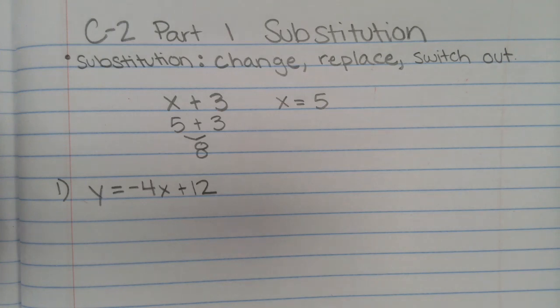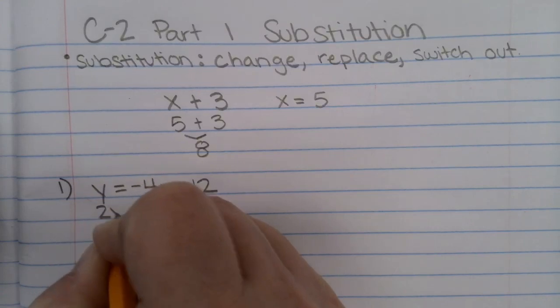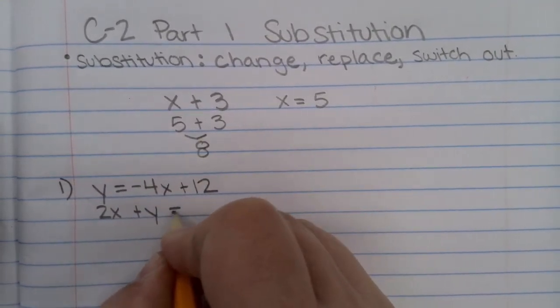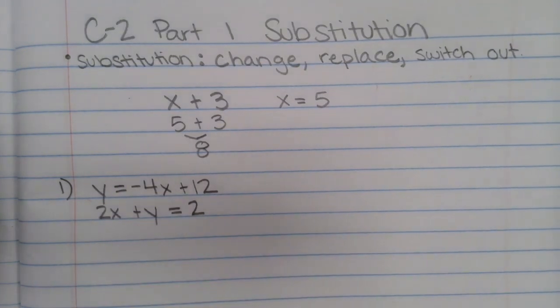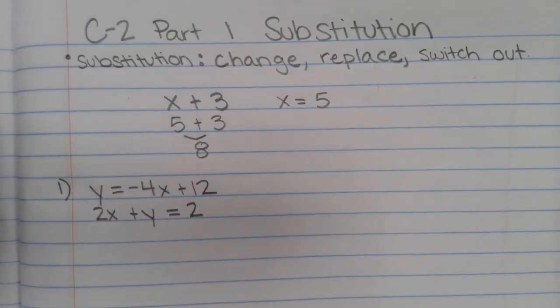All right, and then our second equation is 2x plus y equals 2. A system is usually stacked above and below. So this is the proper format for a system.